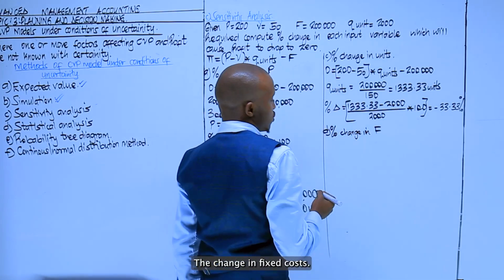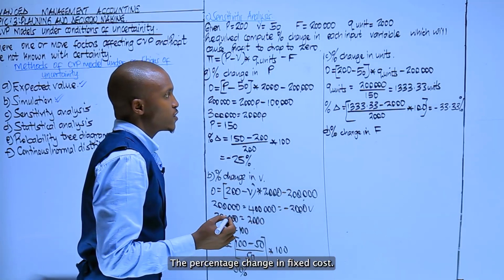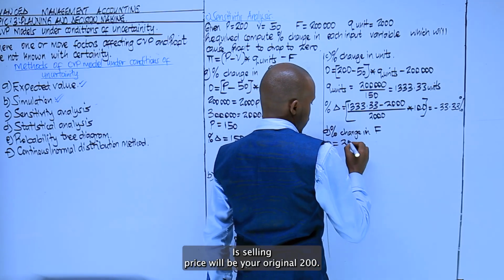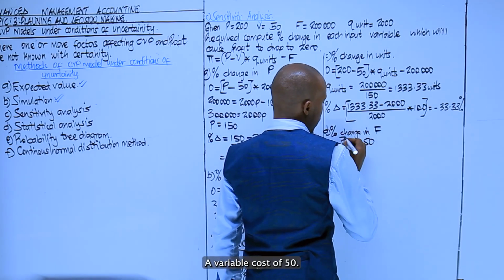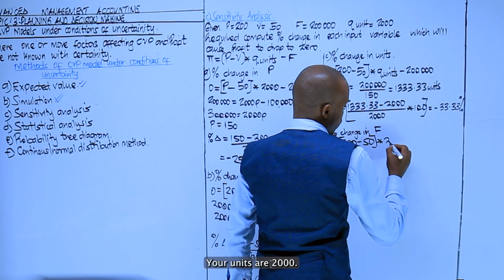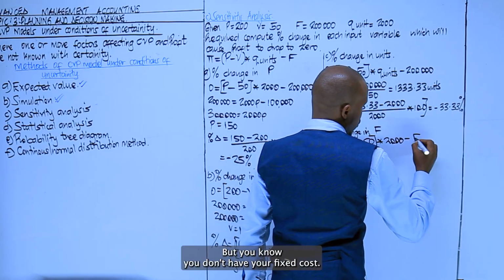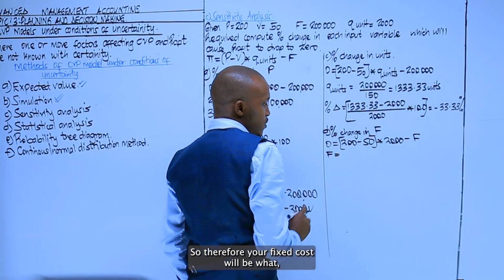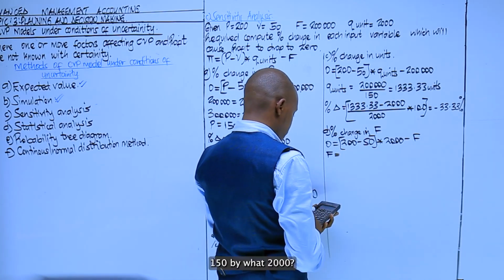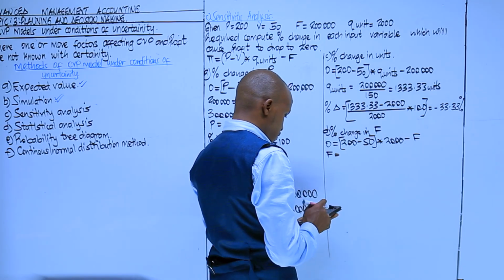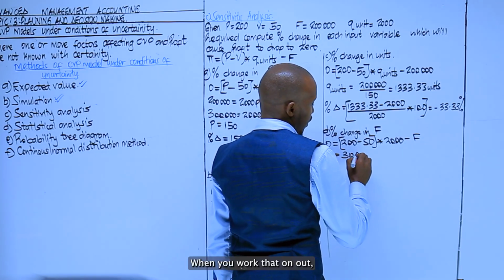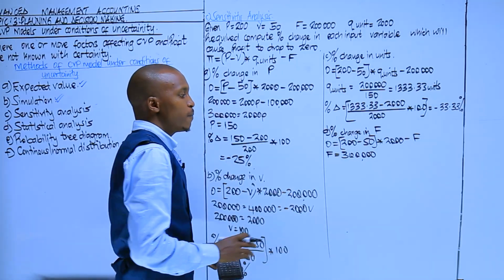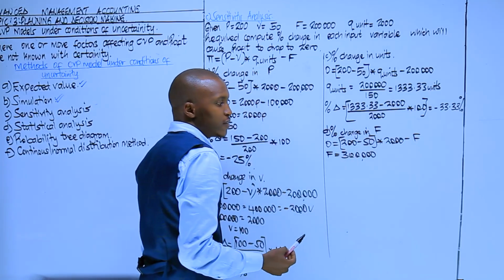Let's analyze your fixed costs. Percentage change in fixed costs. Again, you want a profit of 0. Your selling price will be as original, 200, a variable cost of 50. Your units are 2000, but you don't have your fixed cost. So therefore, your fixed cost will be 150 times 2000. When you work that out, that will give you 300,000. What we've simply done, we've taken this fixed cost to the other side.